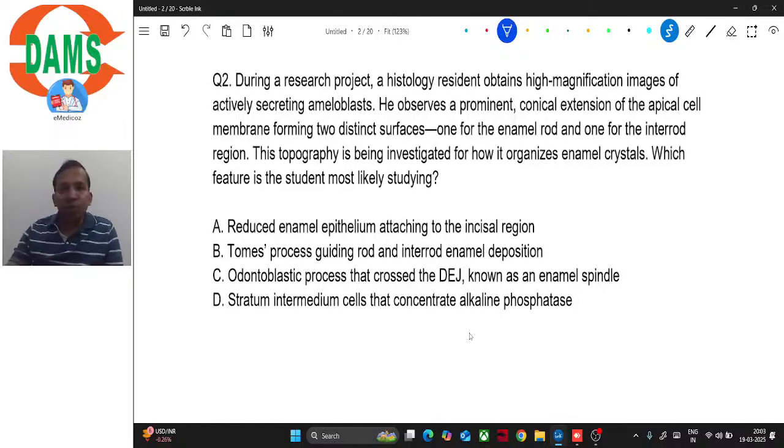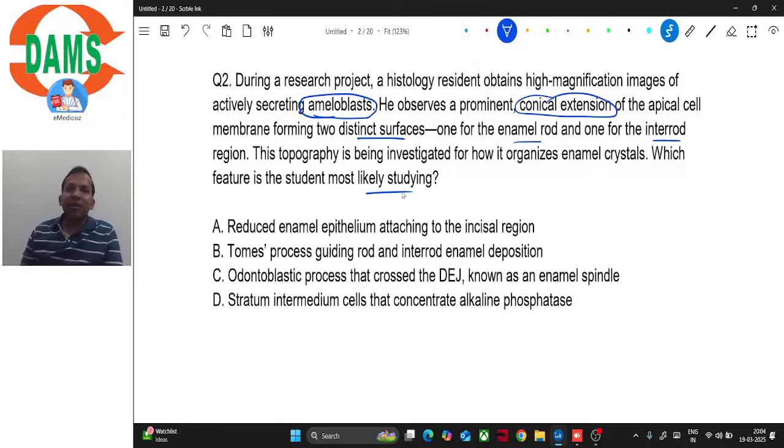So during a research project, a histology resident obtains high magnification images of actively secreting ameloblasts, right? He observes a prominent conical extension of the apical cell membrane forming two distinct surfaces, one for the enamel rod and one for the interrod. This topography is being investigated for how it organizes enamel crystals. Which feature is the student most likely studying?